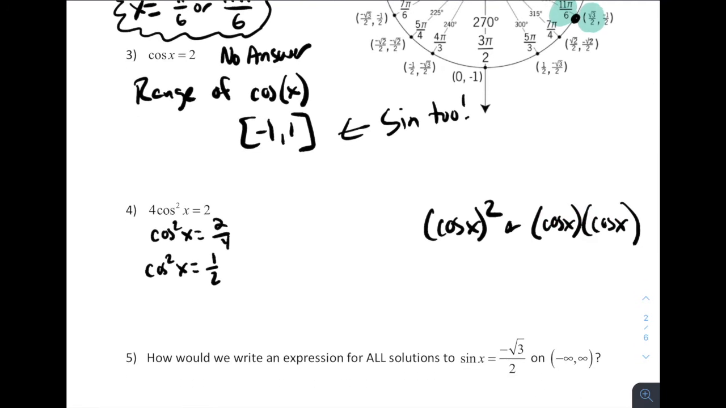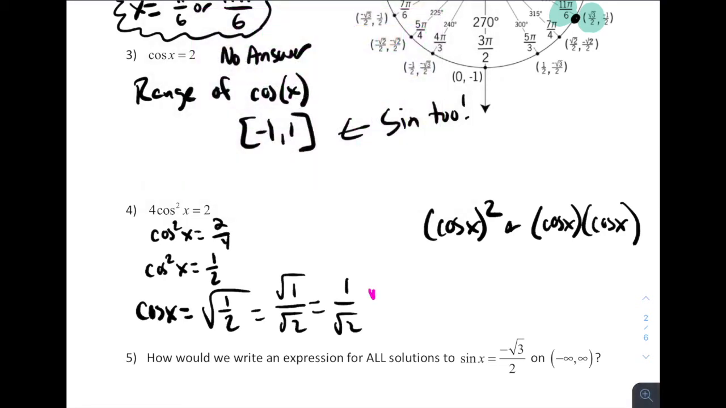So we need to take the square root of both sides. Cosine of x is going to be equal to the square root of 1/2. That's going to be equal to the square root of 1 divided by the square root of 2, or 1 over the square root of 2. And we know we can't leave square radicals in the denominator. And so we multiply by root 2 over root 2. And so that's going to give us that this is equal to the square root of 2 over 2.